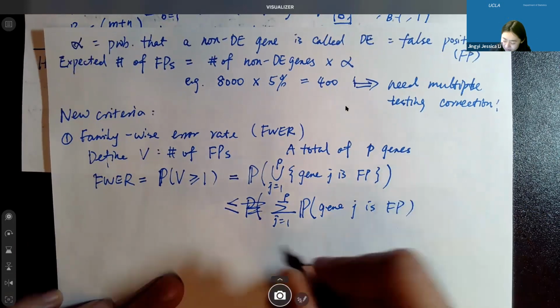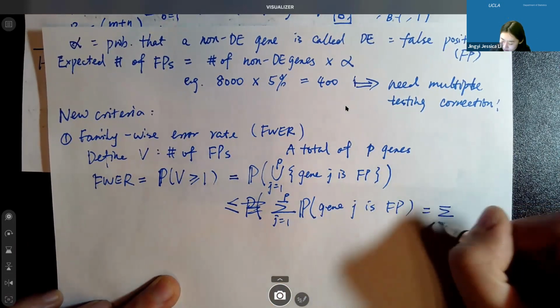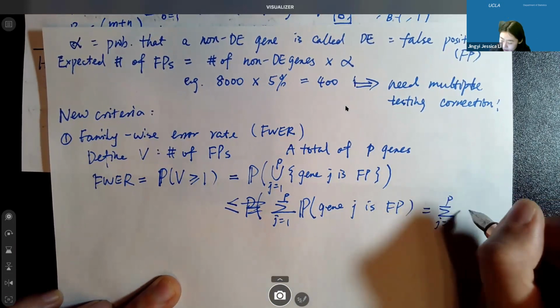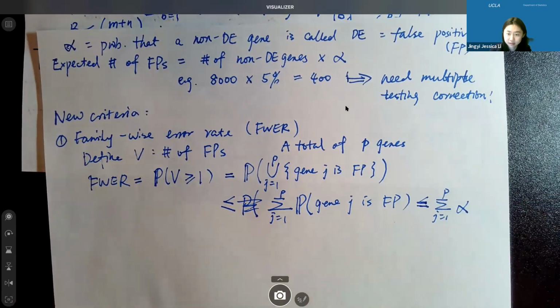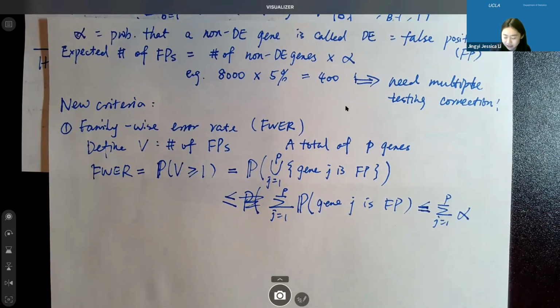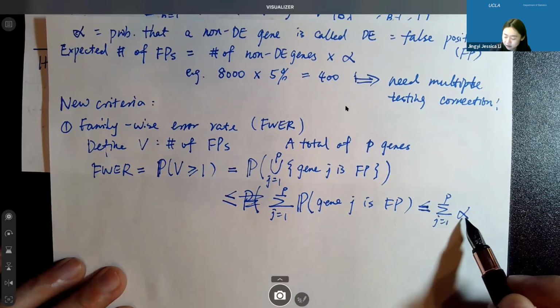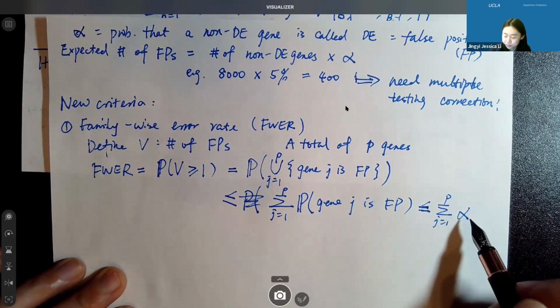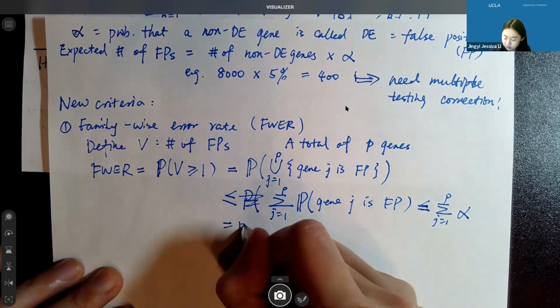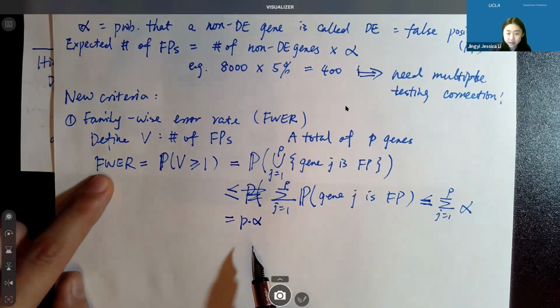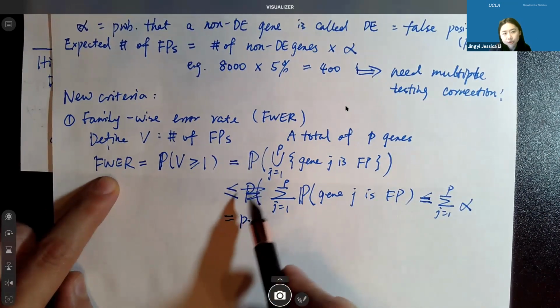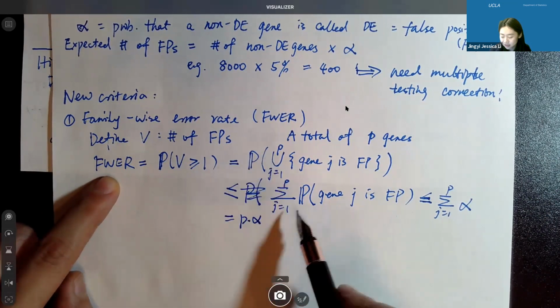Yeah, so that probability is alpha. Actually we should say less or equal than alpha to be more exact, right? Because here we are setting the significance level to alpha, so we try to control that under alpha. Because it's alpha, we sum the same thing up P times. So it's actually P times alpha. Okay, we upper bound the family-wise error rate. This could be a very loose upper bound because the actual value could be much smaller.